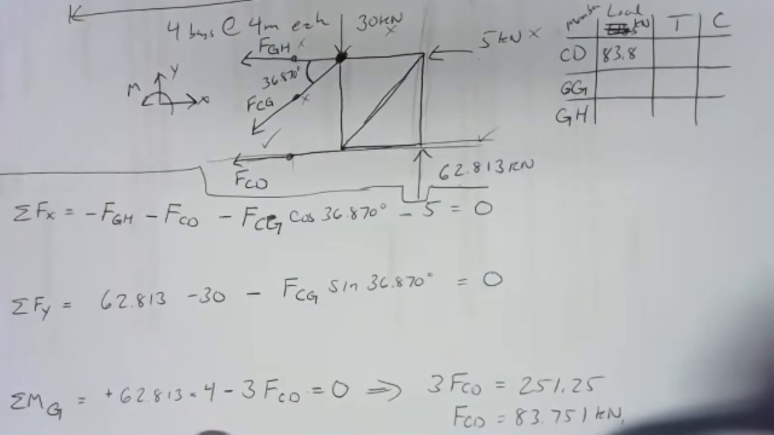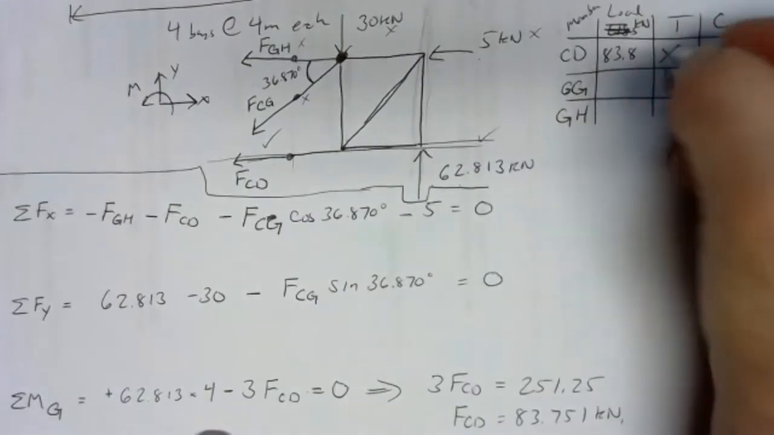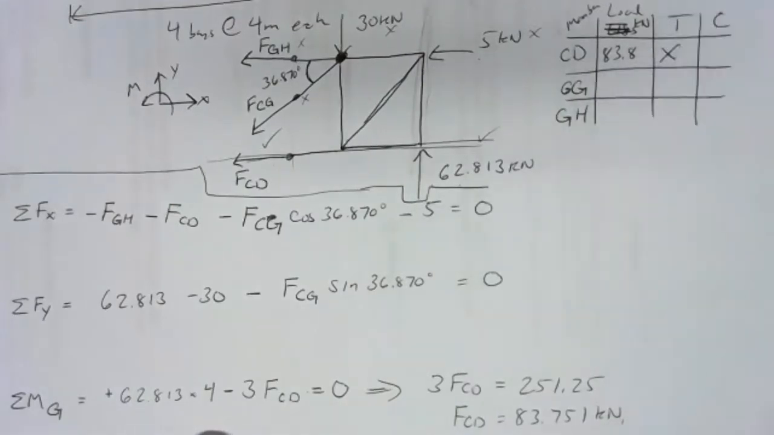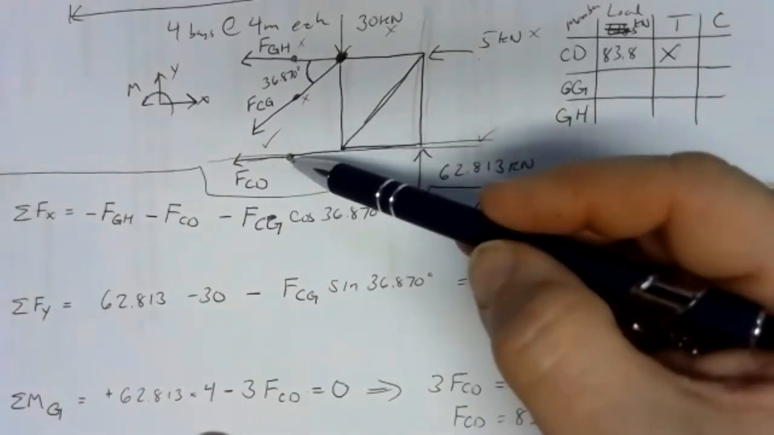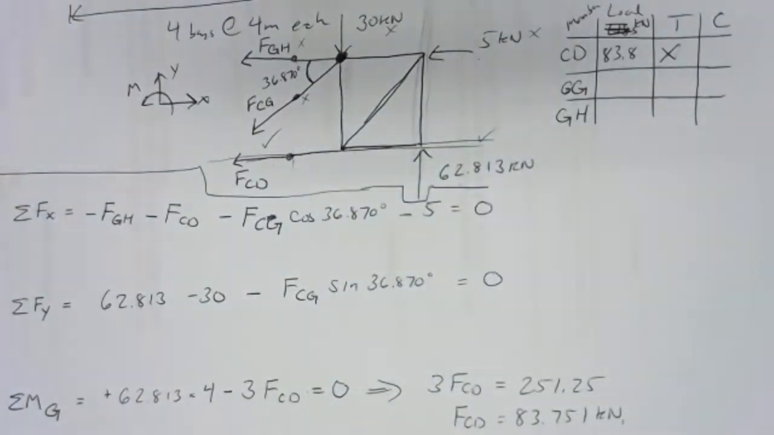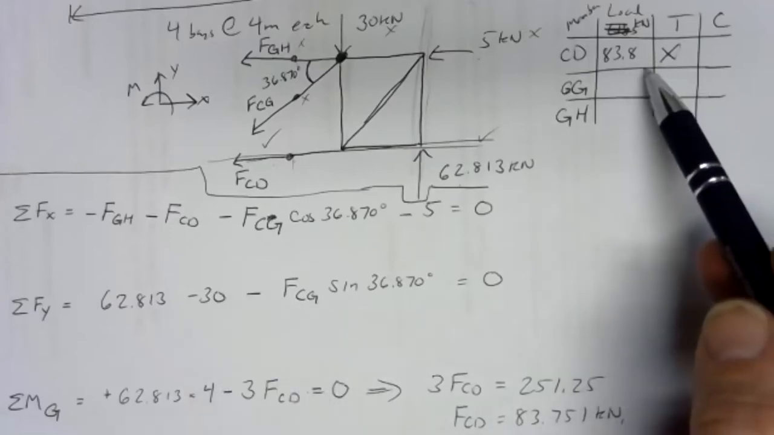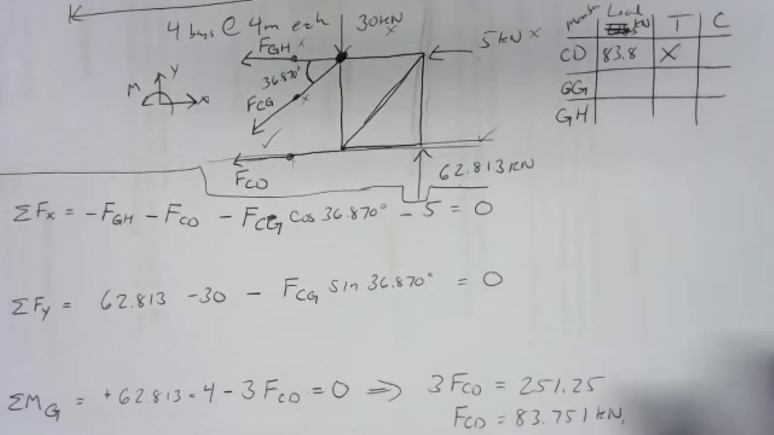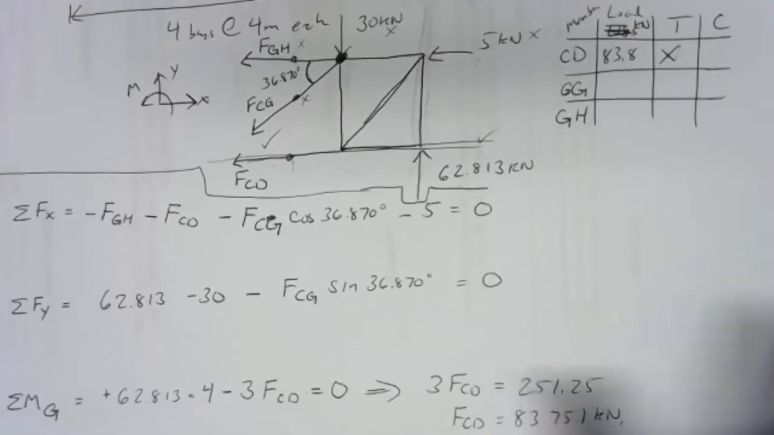That way, if we get a positive answer, we know we've got tension. And here, this is a positive answer. So we've got tension. And that makes sense physically from this being at the bottom of the truss. Usually those bottom parts of the truss are in tension. So 83.751 kilonewtons, we'll use that in our calculations, but we've got our final rounded off answer up there in the table. Let's go to the y direction.